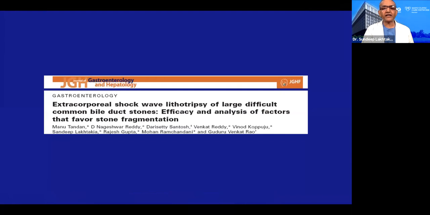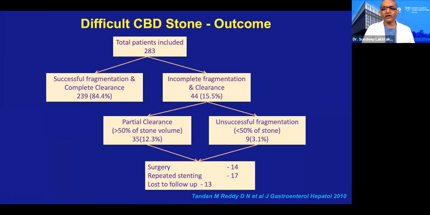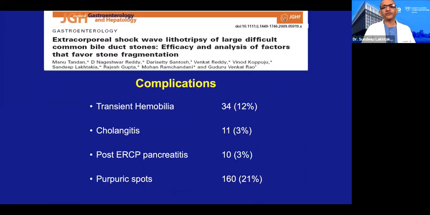We published our data almost 10 years ago, and these were the number of patients, 283, and we found that the stone clearance was quite effective in about 84%. And those who had incomplete fragmentation, that is 15.5%, it was partial clearance in 12.2%, and totally unsuccessful, that means they were very hard stones which could not be broken and had to undergo either surgery or stenting and so on. Of course, these procedures do have their adverse events like hemorrhage, cholangitis if it's not completely drained, and even post-ERCP pancreatitis.